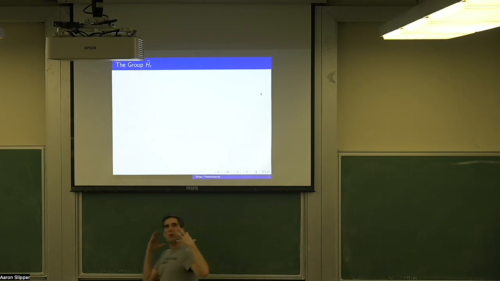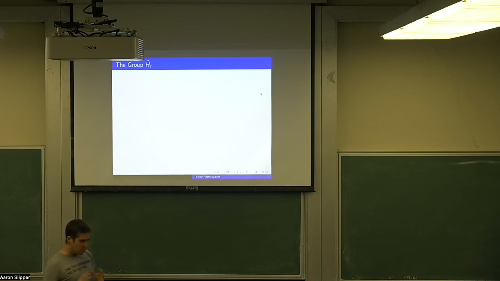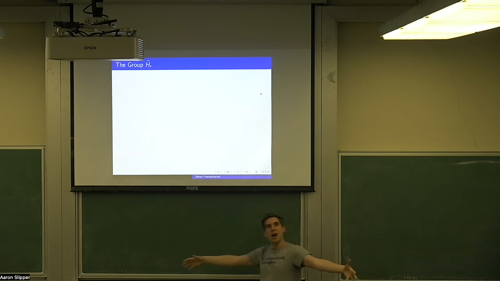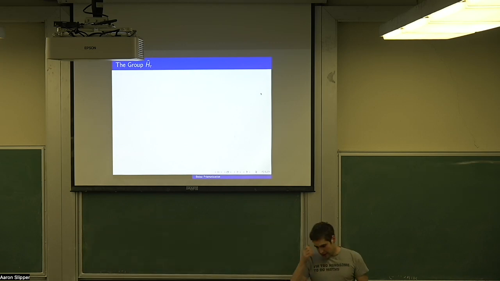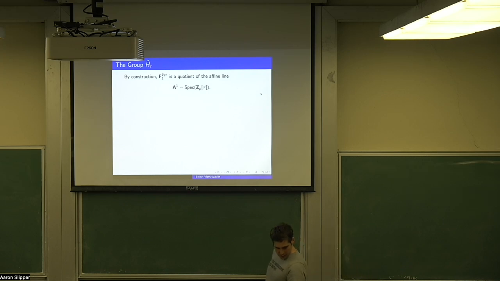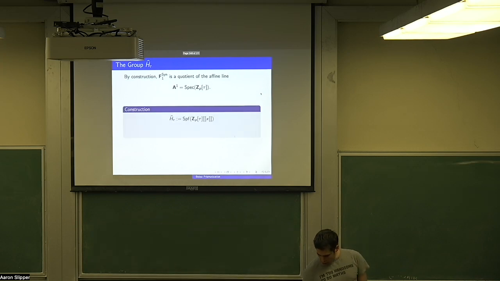Because remember, we only have access to this stack the way I've defined it by writing down some coordinates. And now we're just going to play some games with those coordinates. So first, remember, F1 sin starts life as the affine line, and then we quotient by some strange groupoid action. So let's first see what happens on the affine line itself. So the affine line, spec of ZP adjoining tau. What is the formal group supposed to look like when we pull back to here?